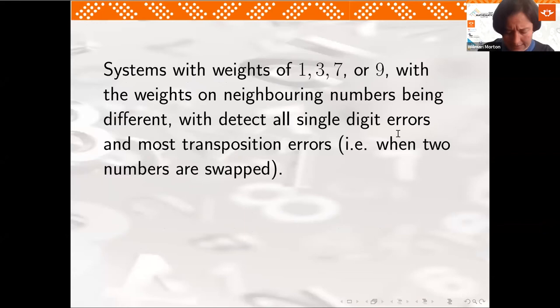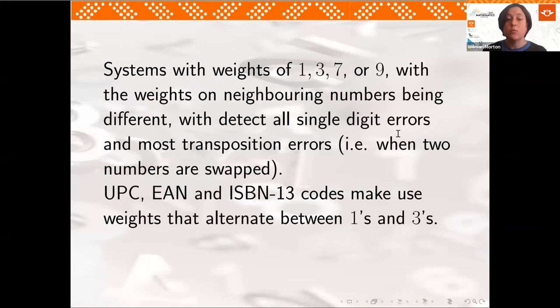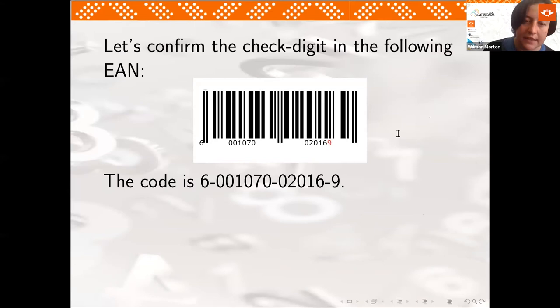And so in these codes that we see every day, what they do is they make use of weights of 1 and 3, and they alternate between them. Confusingly, the ISBN-13 and the EAN don't do exactly the same, in the sense that the one gives the weights of 1s to the odd numbers and the weights of 3s to the even numbers, and the other one does it the other way around. But let's have a look at just one European Article Number, where we find out what this error check number should be.